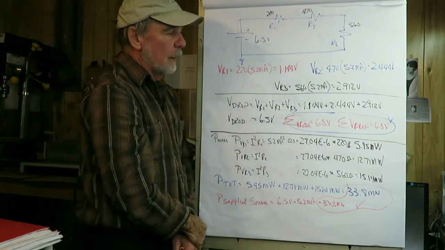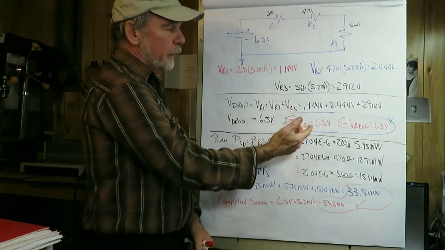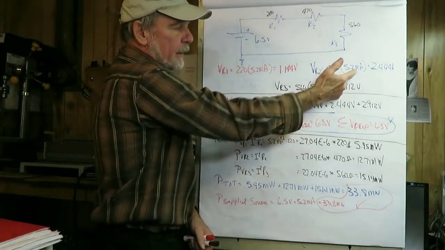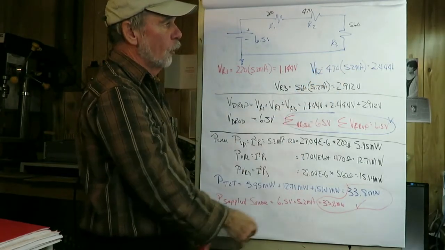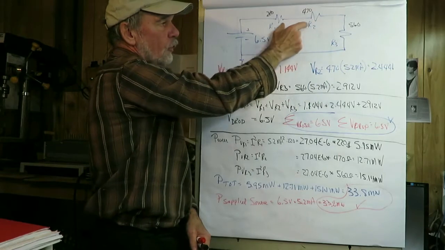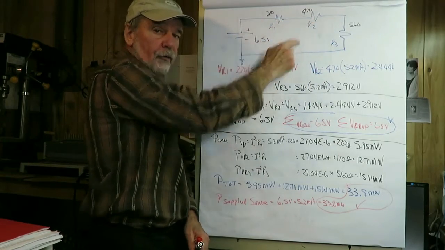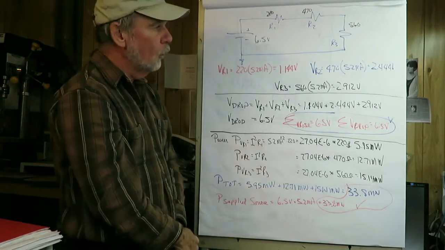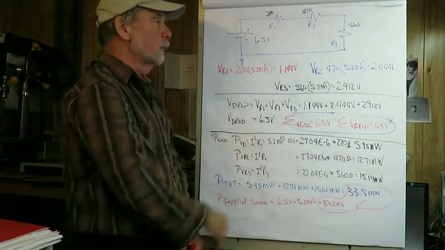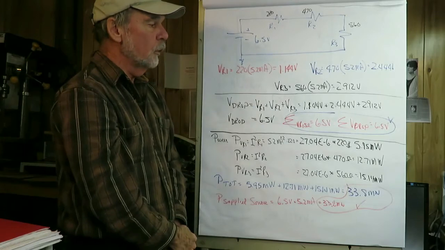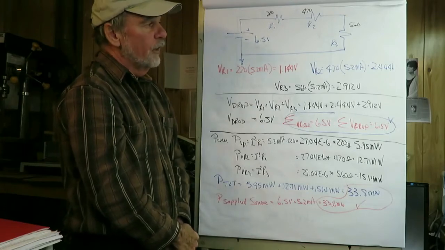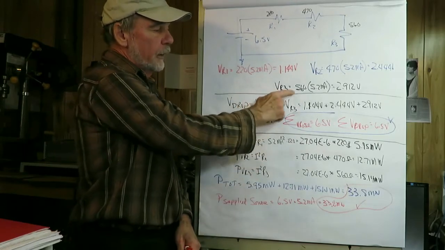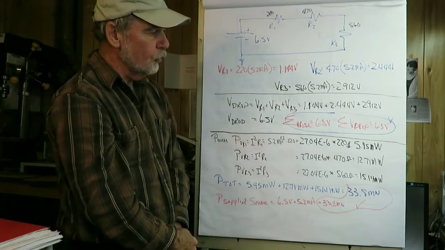Secondly, what's the voltage drop across VR2? Again, Ohm's law, R times I gives us 2.444 volts. And we would expect that this voltage would be larger than this voltage because the 470 ohm resistor is larger than 220 ohms. Lastly, we need to find the voltage drop across VR3. Again, Ohm's law gives us 2.912.